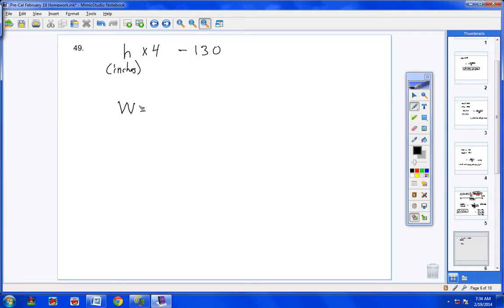The function would be, well, think about it. We know we take H and we multiply it by 4. So we would have 4H, would we not? That's easy. And then subtract what? 130. Isn't that easy? There you go. You wrote the function.